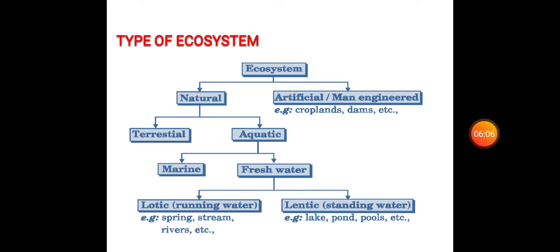The natural ecosystem, based on the structure, can be classified into two types. One is the terrestrial ecosystem, another one is the aquatic ecosystem. Terrestrial means land related, that means soil related. The soil related ecosystem is called the terrestrial ecosystem.